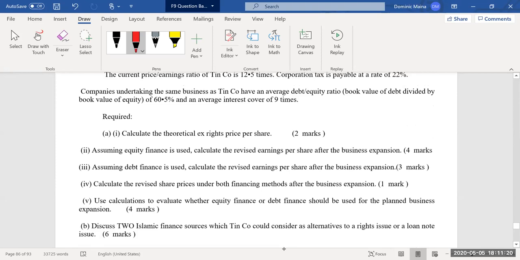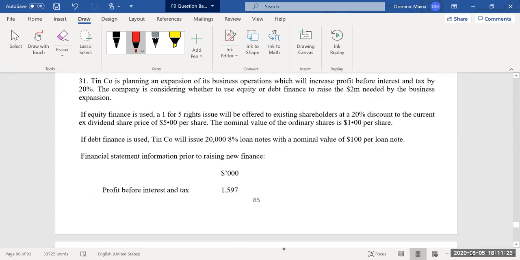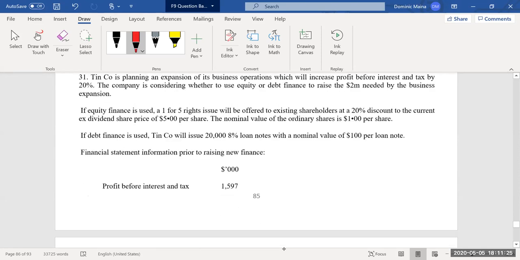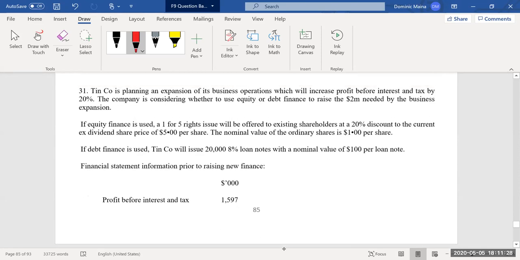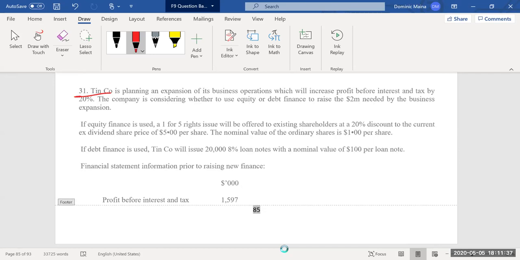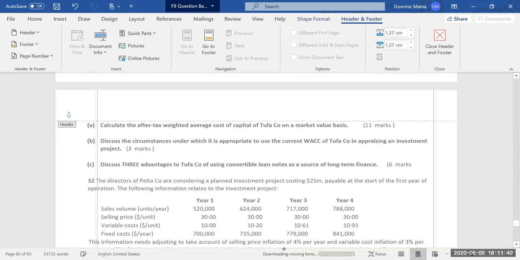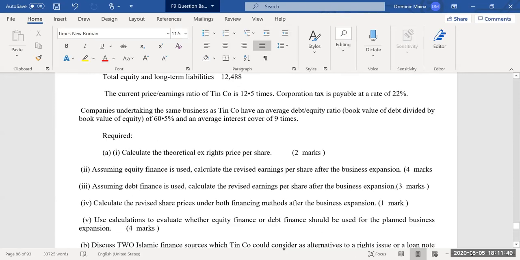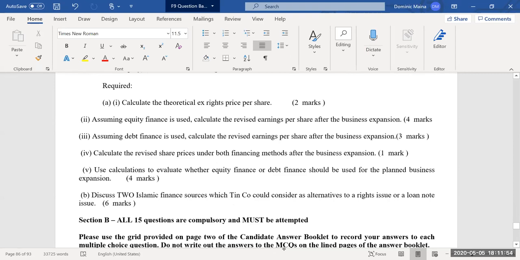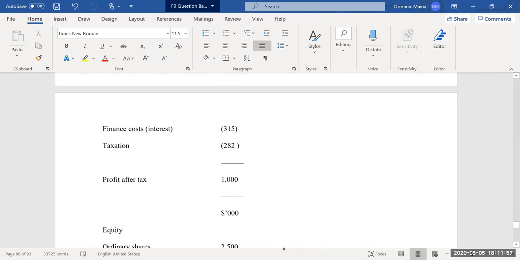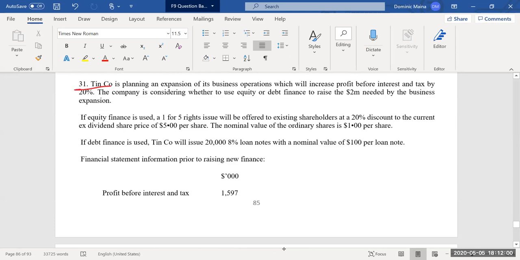And here we go. Page 85, Teen Company. Go through it, we discuss. We attempt the entire question, part A, page 85, Teen Company. Go through it, we attempt together.